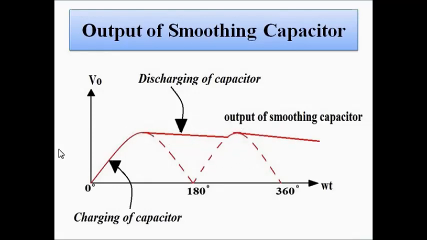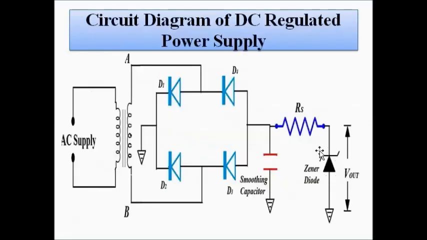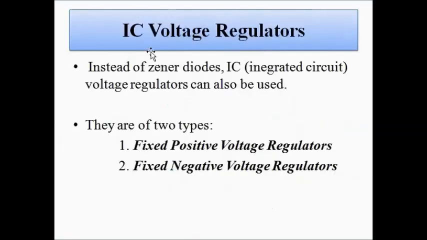Now this pulsating DC is fed to the Zener diode, which gives us a constant output voltage. Now this is the conventional circuit diagram of a power supply circuit. Now in place of Zener diode, we can use IC voltage regulators.